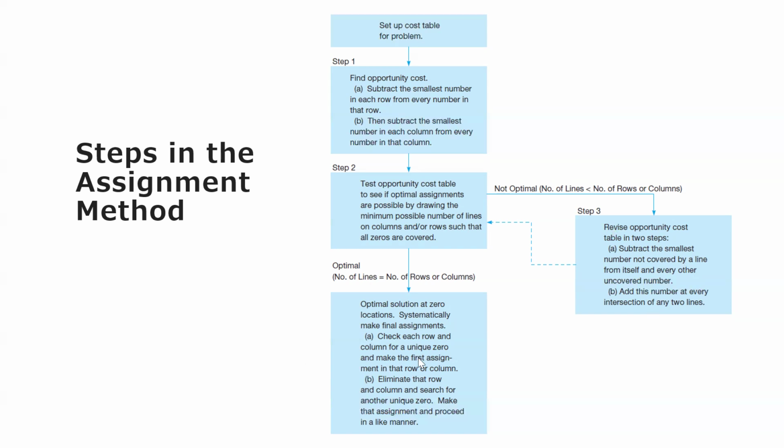Systematically make the final assignment. Check each row and column for a unique zero and make the first assignment in that row or column. Then eliminate that row and column and search for another unique zero. Make that assignment and proceed in a like manner. Then calculate the cost, profit or benefit from the assignment. Okay, let's try.